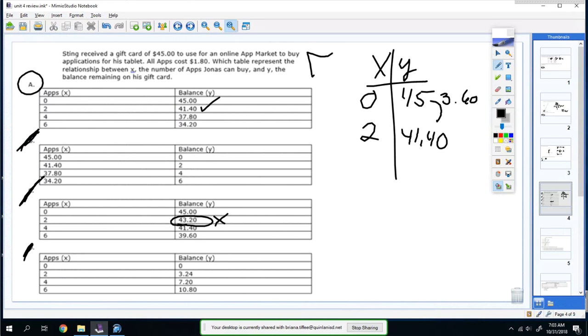And I want you to put a star on this one because this one will be one of the most missed, because y'all don't pay attention to how many apps are being bought. You know it costs $1.80, so you just go down $1.80 every time, but that's not how this works. You have to figure out how many apps are being bought and then go down by the cost of that.